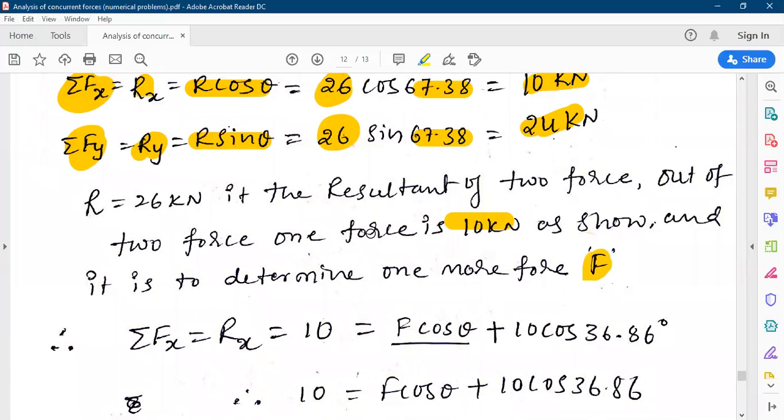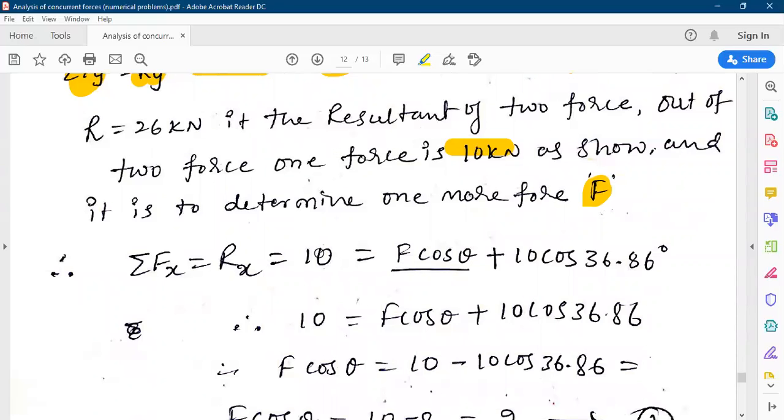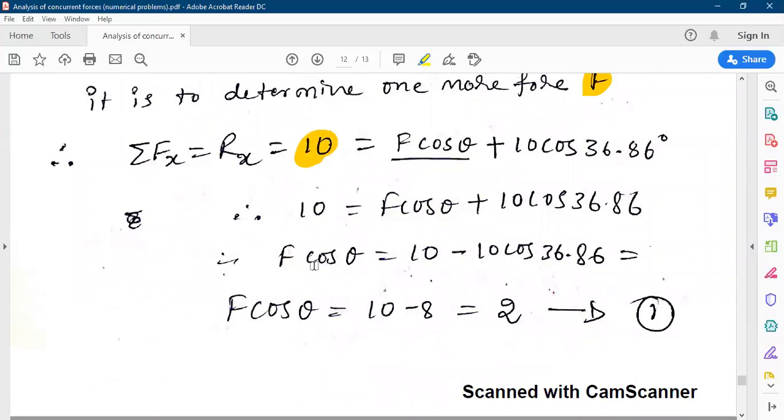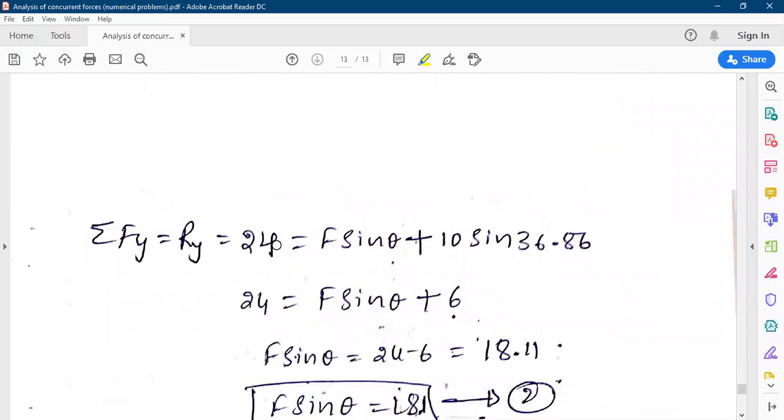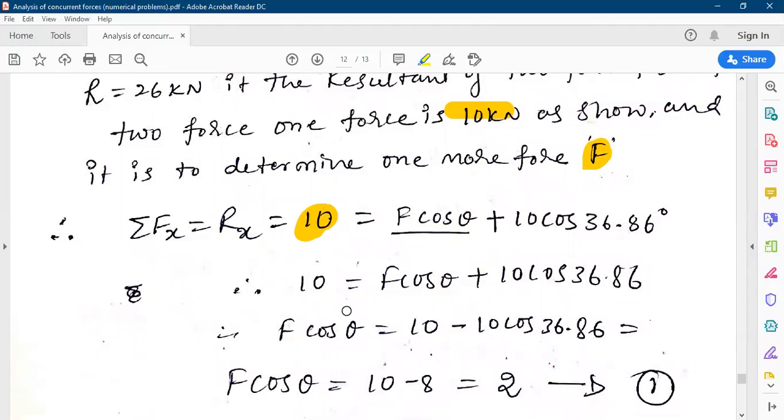equate this Rx and Ry to sigma Fx and sigma Fy, right? Resolve all the forces along the x direction and equate it to Rx, that is 10. Resolve all the forces along the y direction and equate it to Ry, that is 24. So by that we can get two equations. Let us see how those two equations are obtained, right?